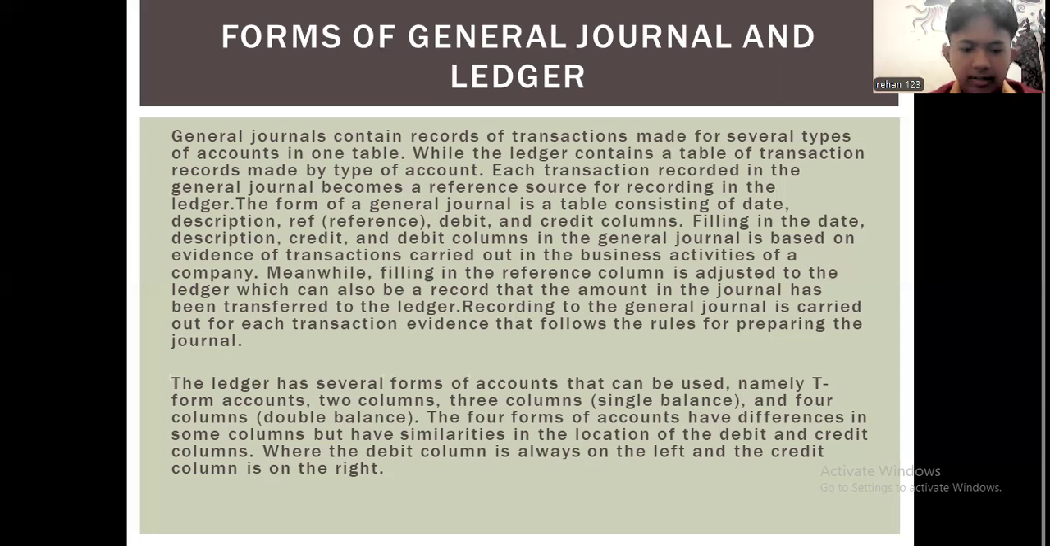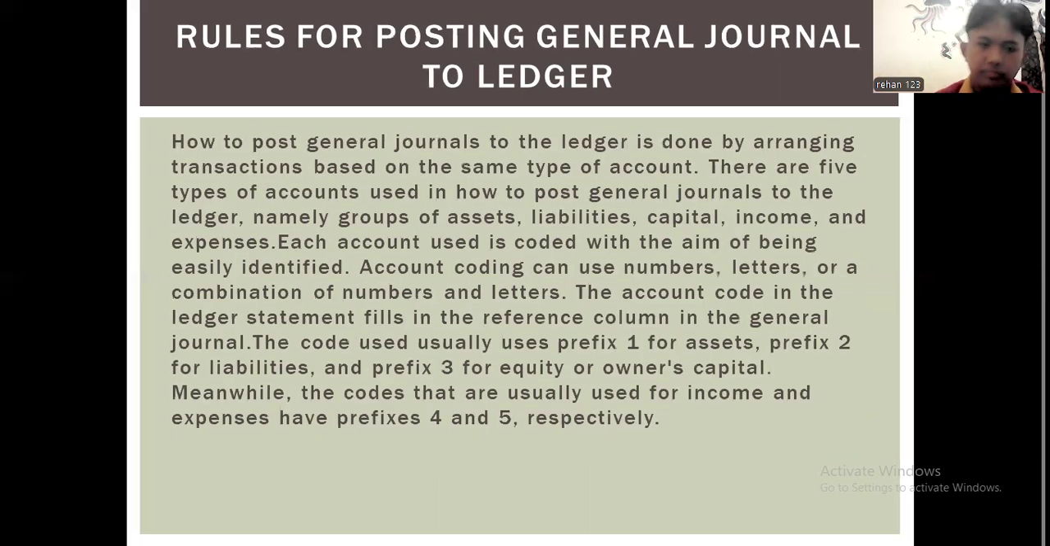The ledger has several forms of account that can be used, namely the T-form account, 2 columns, 3 columns, single balance, and 4 columns or double balance. The four forms of the account have differences in columns, where the debit column is always on the left and the credit column is on the right.